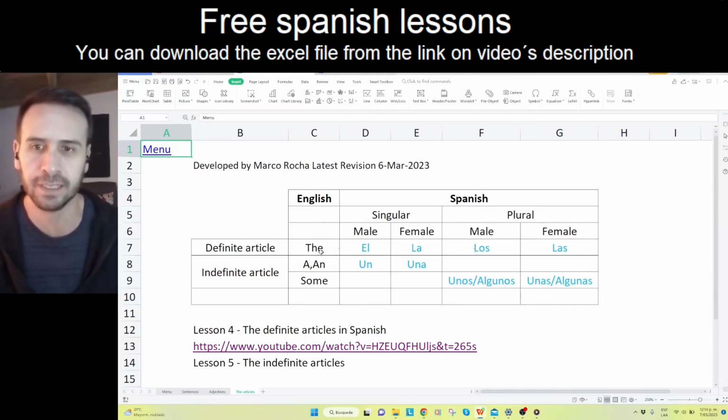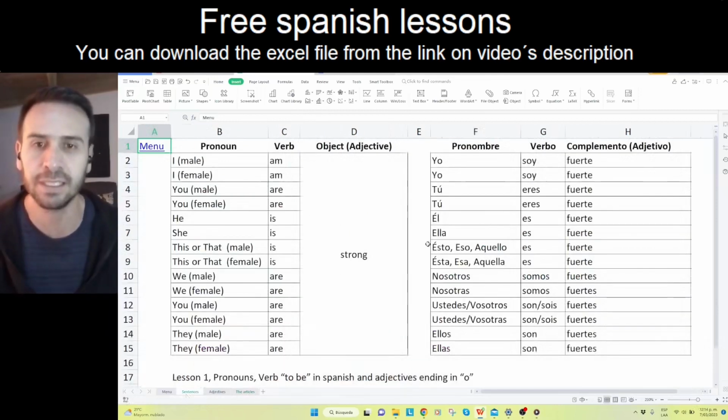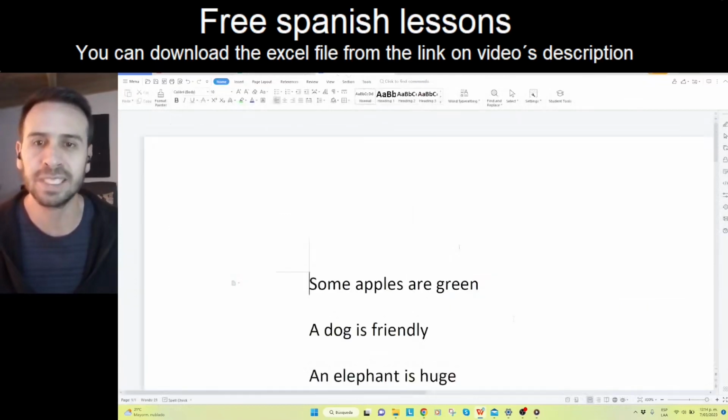For example, the definite article, you have male el, female la for singular, and male los, and female las for plural. In the case of the indefinite article, we have un, una, singular, and some, unos, algunos for male, unas, algunas for female. And as you remember, we have some sentences here that are using the elements that we are studying. So let's start with some examples.